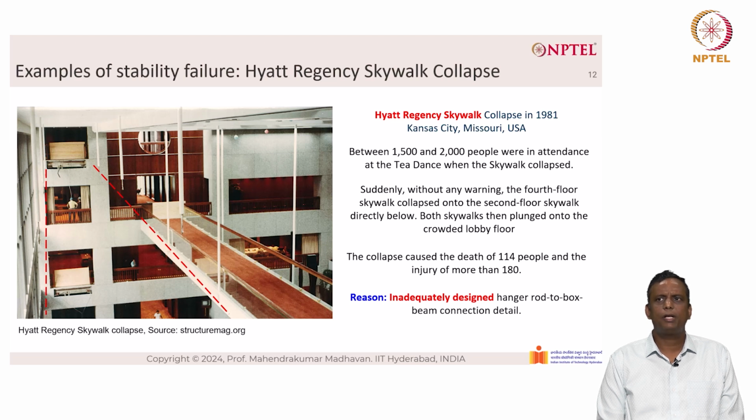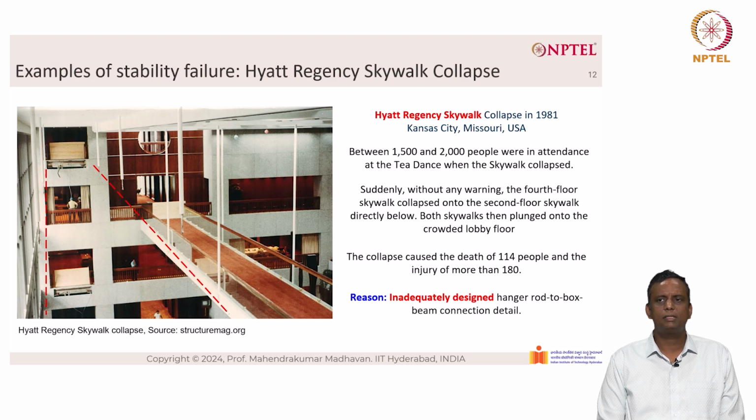Suddenly, without any warning, the 4th floor skywalk collapsed onto the 2nd floor skywalk directly below. Both skywalks then plunged onto the crowded lobby floor. The collapse caused the death of 114 people and injury of more than 180. The reason is inadequately designed hanger rod to box beam connection detail.